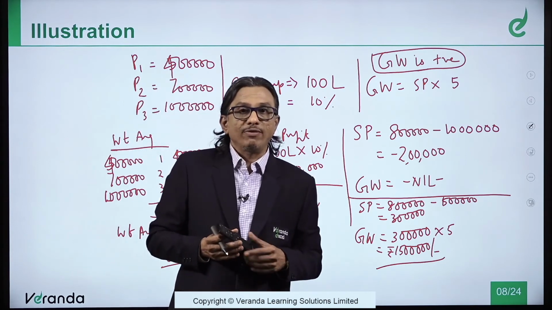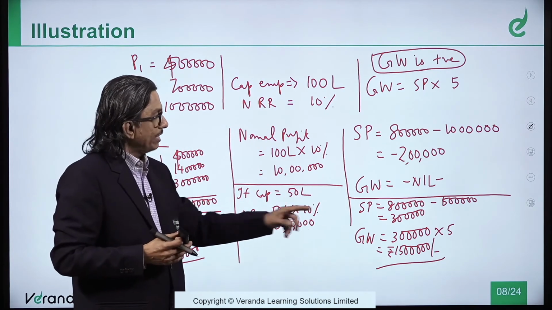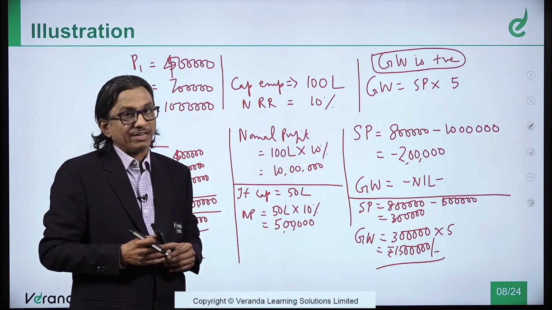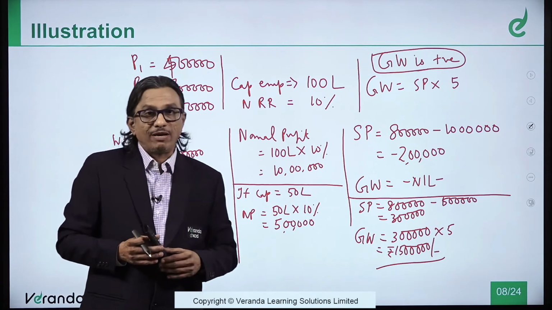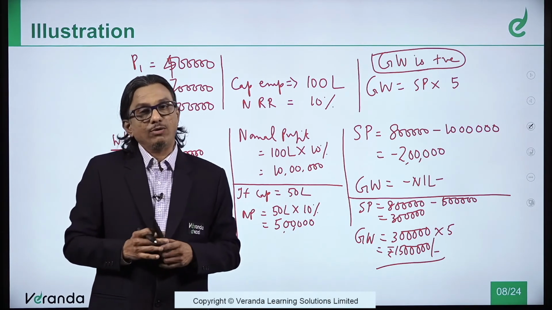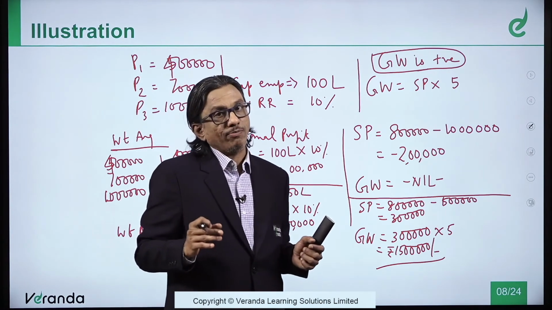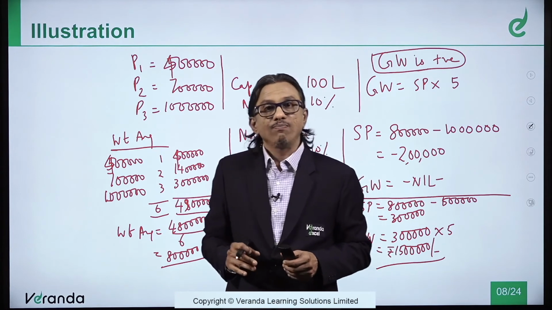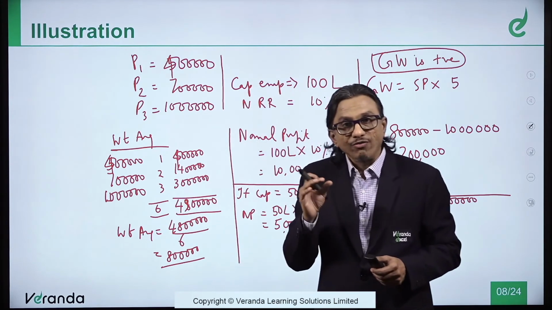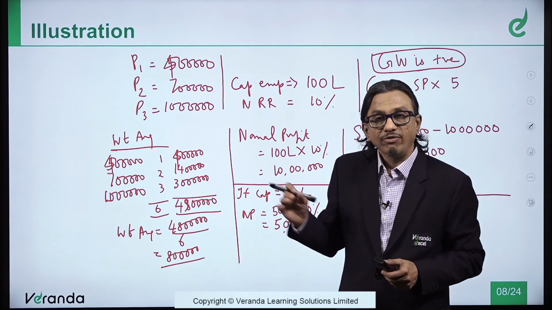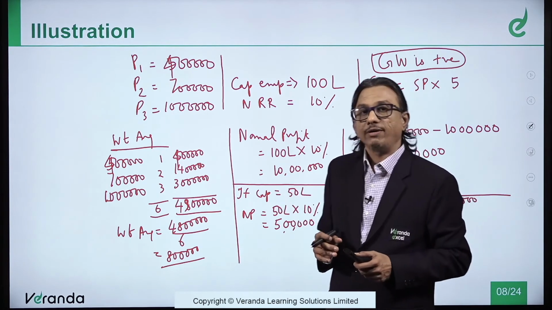So if super profit is positive, goodwill is 15 lakhs. If super profit is negative, don't multiply 2 lakhs by 5 and say minus 10 lakh is my goodwill. Goodwill can never be negative. It can be 0, but it cannot be negative. So fortunately, 2 different ways in which we can find the goodwill I have shown here.